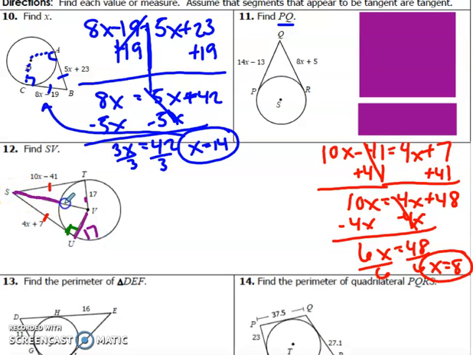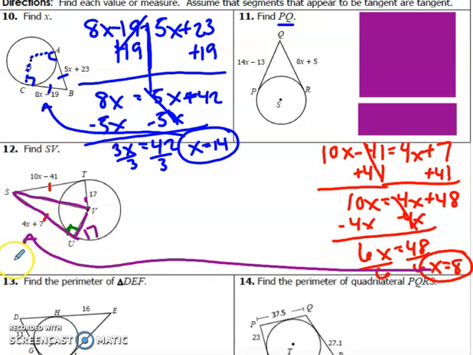I do not know this value of SV, but I can figure out my leg height by plugging in 8 into this piece. So if I plug in 8, 4 times 8 plus 7 is going to give you a length of 39. So I have a right triangle with a leg of 39, a base of 17, and I'm trying to find the hypotenuse. So this would be a case where I'm going to use the Pythagorean Theorem.